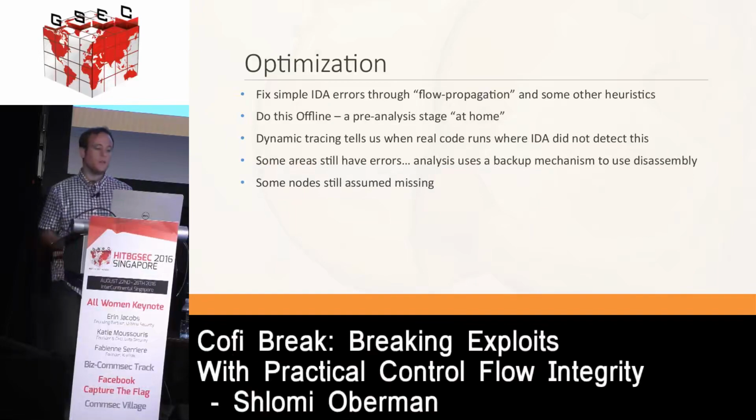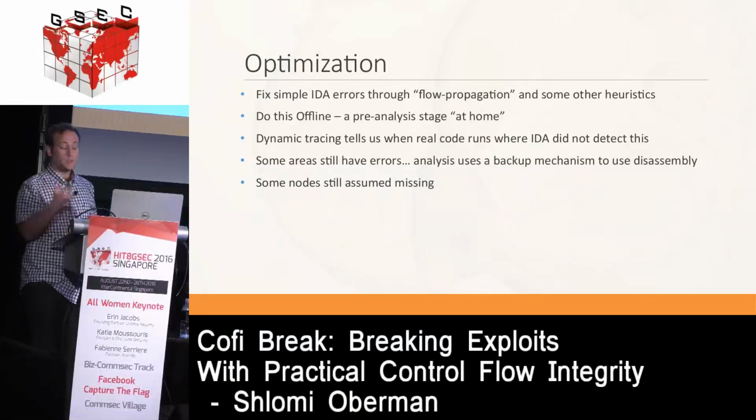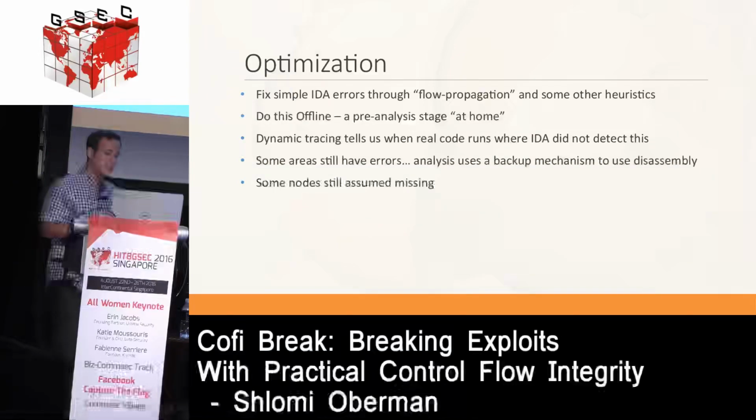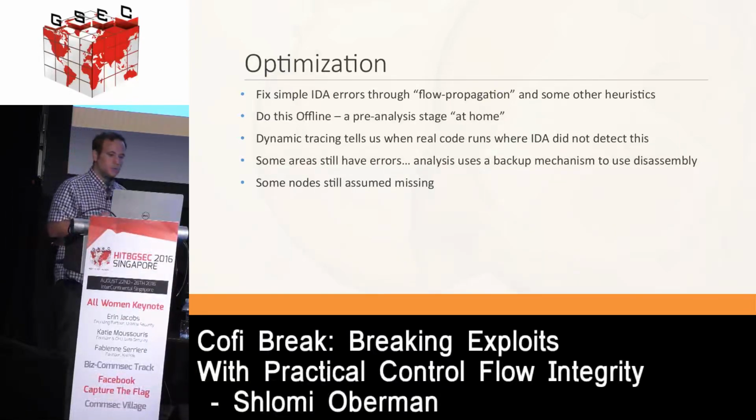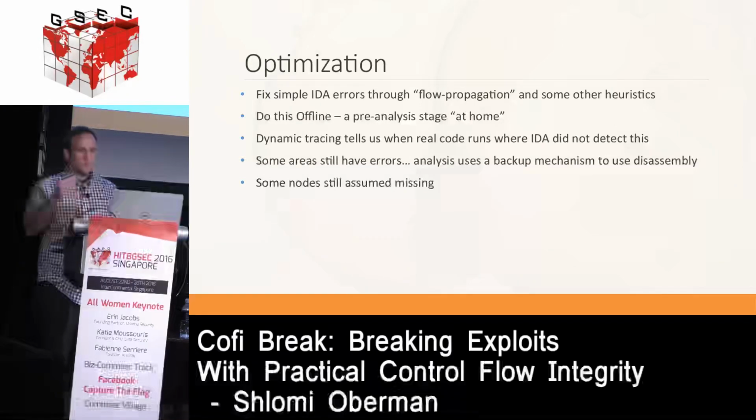One thing is fixing simple IDA errors, right? All kinds of heuristics, flow propagation. Some errors are simple. Some errors still remain, either because it's difficult to perform some kinds of analysis or some kinds of fix-up with IDA, or because the algorithms are not perfect, or because of anti-reversing tricks. So there's two things we can do.